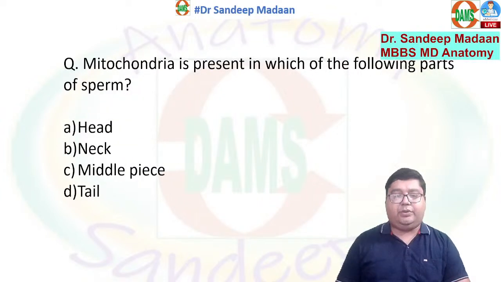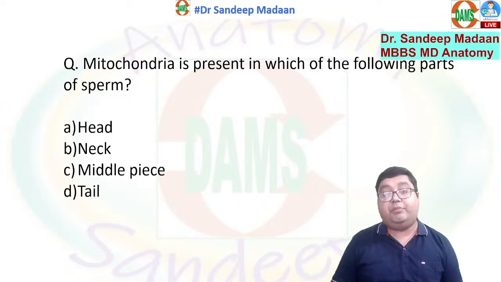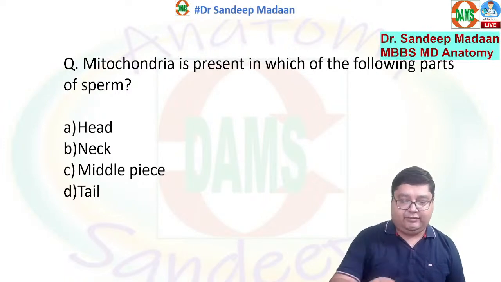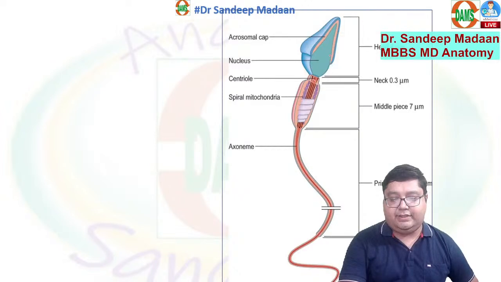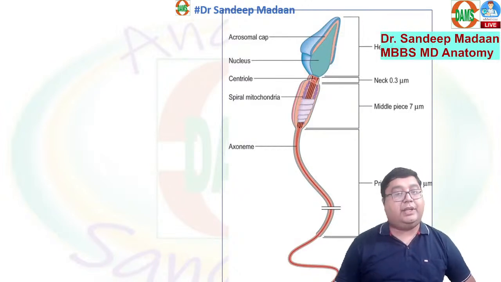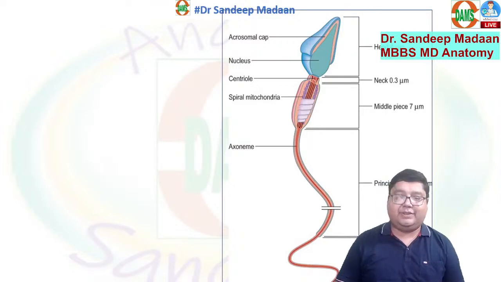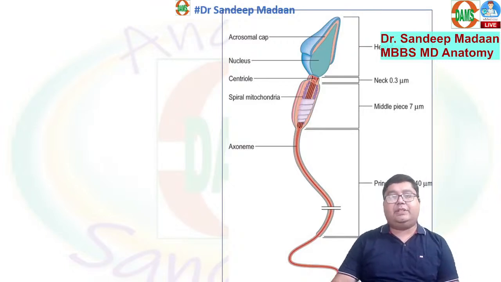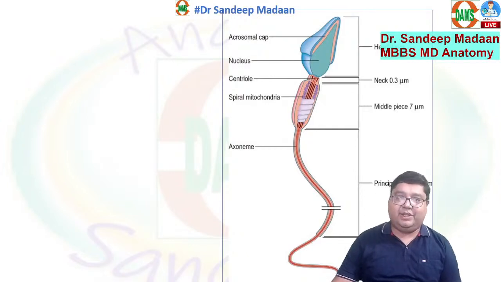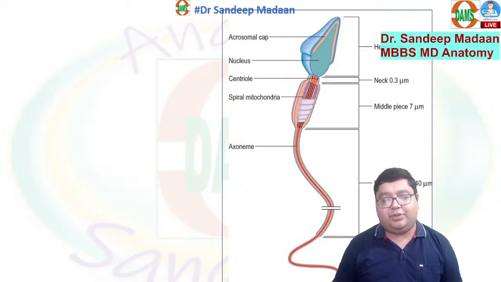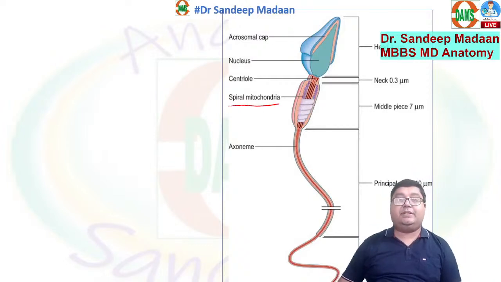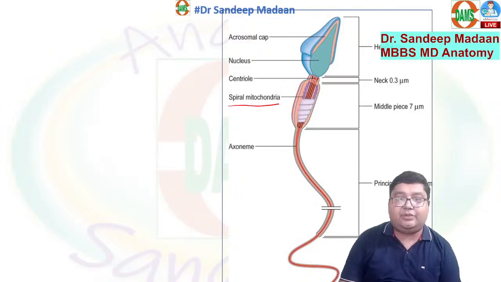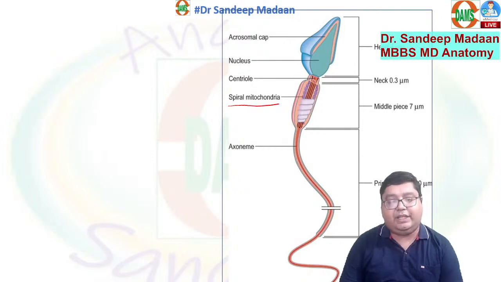Next question: mitochondria. This time they have asked about spermiogenesis, and the answer will be the middle piece. Let me show you. This is the spermatozoa, and here you can see the head, and above it the acrosomal cap. The head is formed by the nucleus, and the acrosomal cap is formed by the Golgi, because it has lots of enzymes required to create a hole in the zona pellucida. This is the middle piece, and it is specifically written spiral mitochondria. These points we discuss in general embryology, where we discuss gametogenesis followed by fertilization onwards.